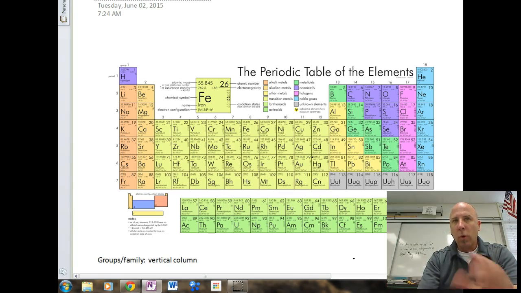So we're going to use this right now because it's good to show some of the groups that are going on in the periodic table. But then we'll take a look at the periodic table that we're going to be using in our classes.